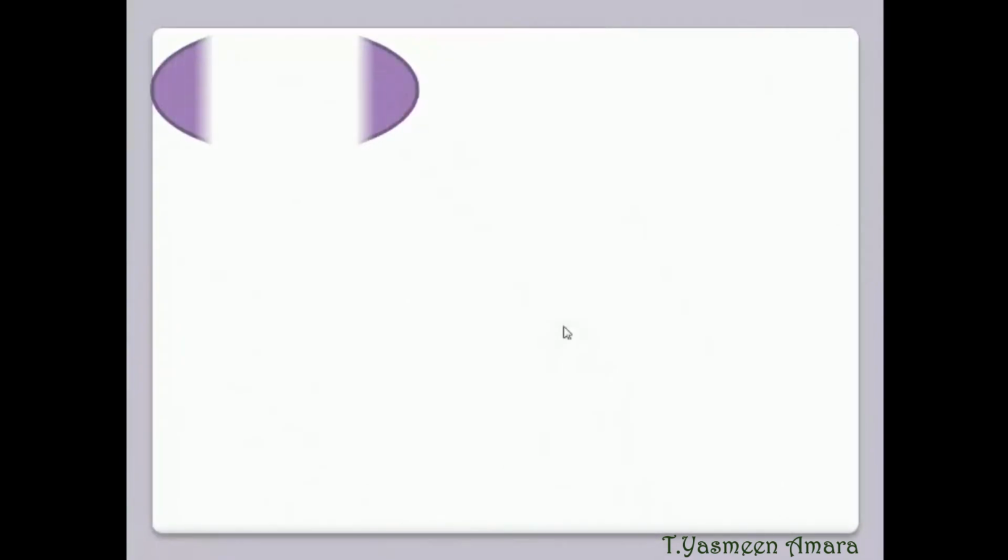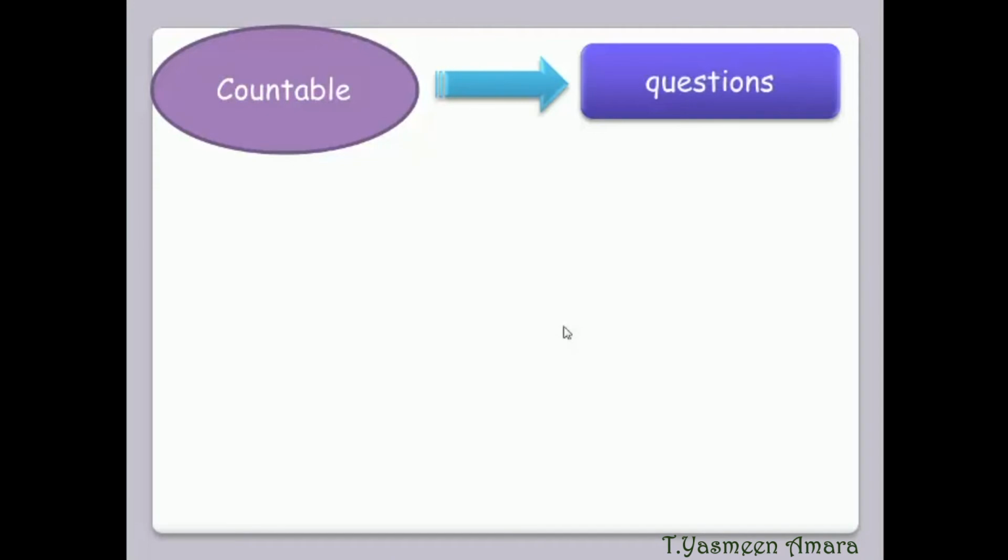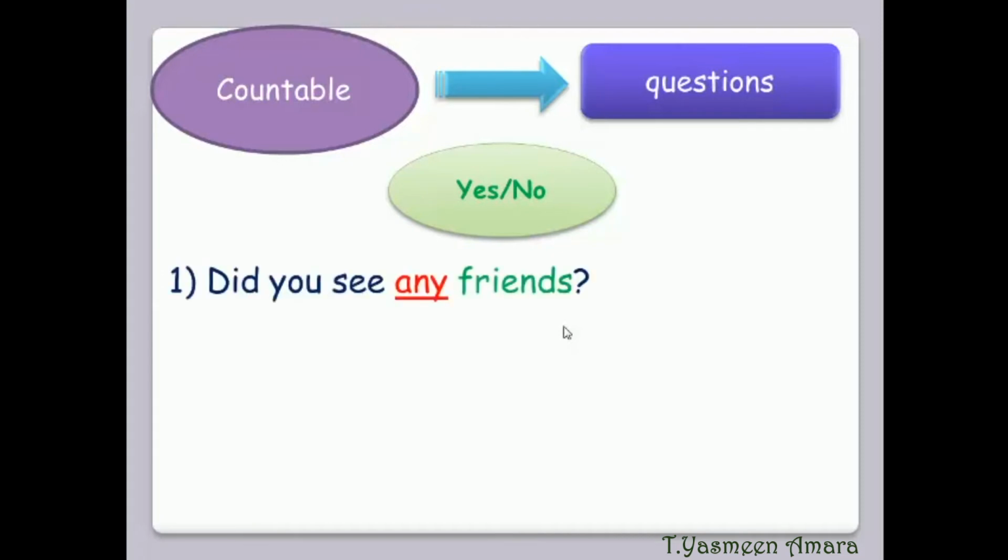With countable nouns also, in question form, there are two parts in questions. The first one is yes or no questions. Look at these examples. Did you see any friends? Any comes with questions and friends is the plural form of the noun. Number two, do you have any magazines? Okay, magazines is the plural form of the noun, and any comes with questions. Okay, let's continue with countable nouns also.